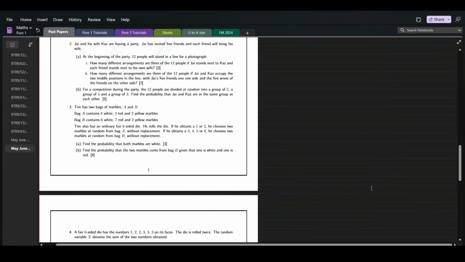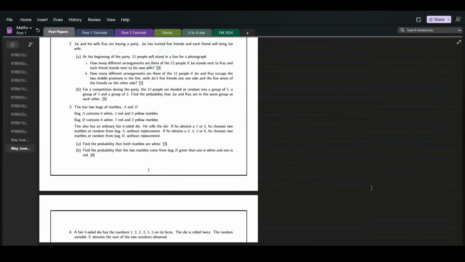Let's look at question number 2. Jay and his wife Kaz are having a party. Jay has invited 5 friends and each friend will bring his wife. Part A. At the beginning of the party, 12 people stand in line for a photograph. Part I. How many different arrangements are there of the 12 people if Jay stands next to Kaz and each friend stands next to his own wife?